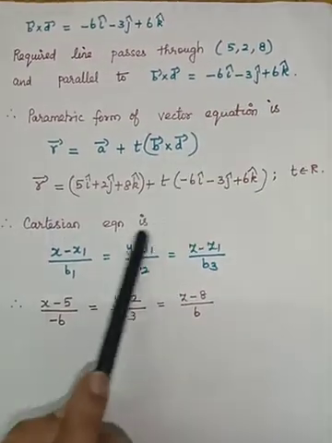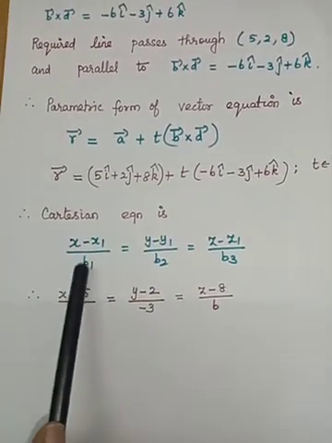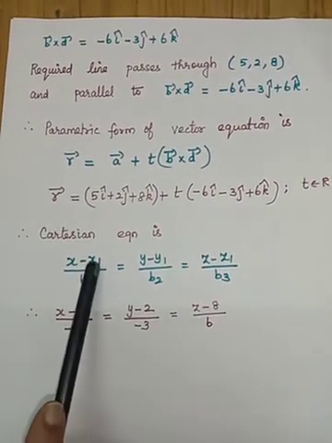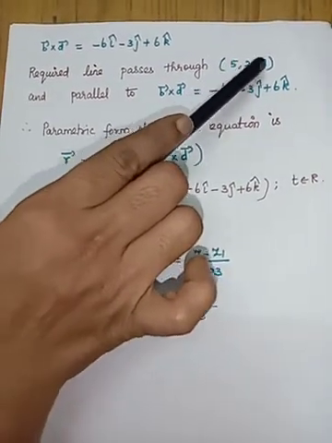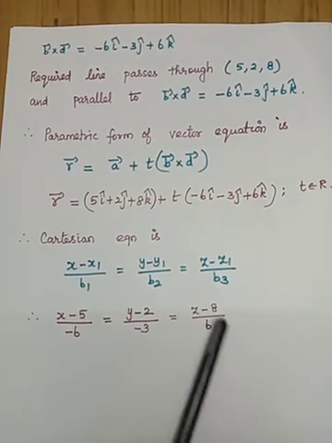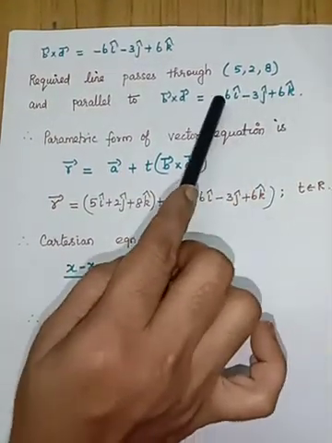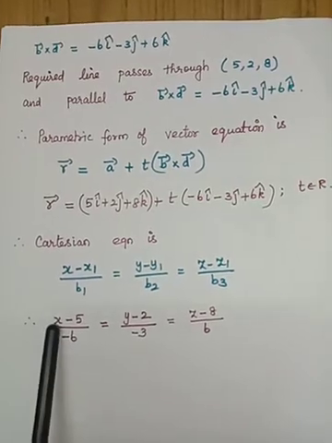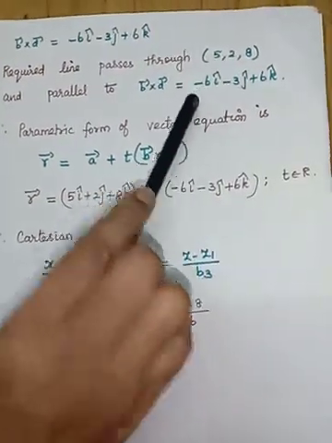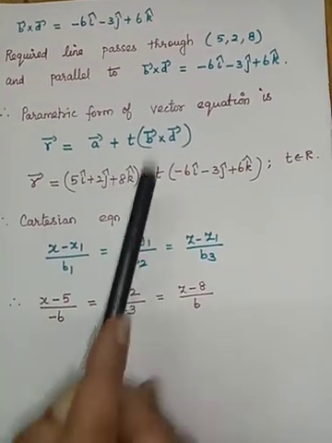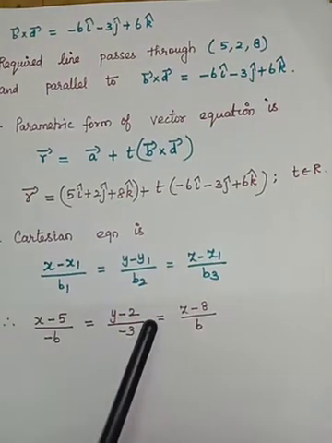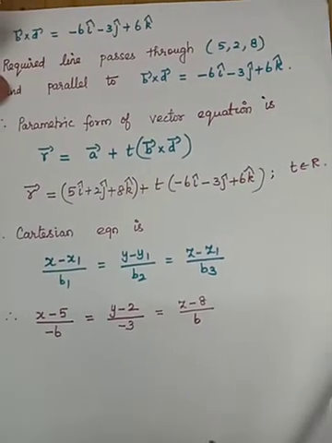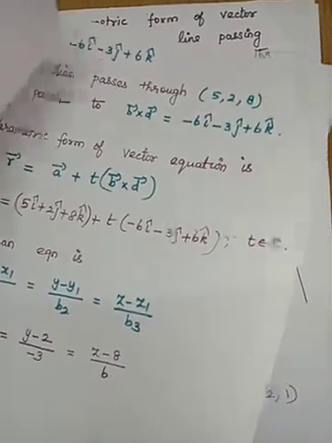Now you have to find the Cartesian equation. What is the formula? x minus x1 by b1 is equal to y minus y1 by b2 is equal to z minus z1 by b3. Which is your x1, y1, z1? That is the passing point, 5, 2, 8. And b1, b2, b3 are the direction ratios of the parallel vector: minus 6, minus 3, 6. So we substitute: x minus 5 divided by minus 6 is equal to y minus 2 divided by minus 3 is equal to z minus 8 divided by 6. So we have found the parametric form and Cartesian equation of the straight line.